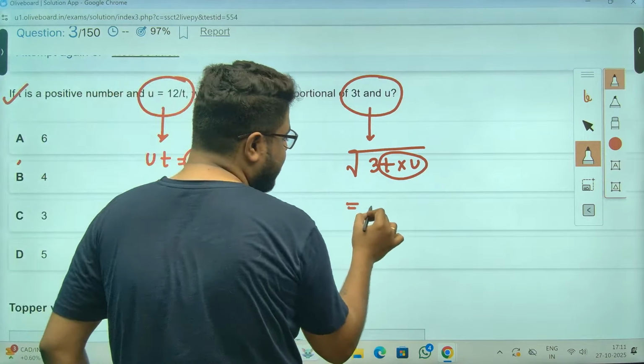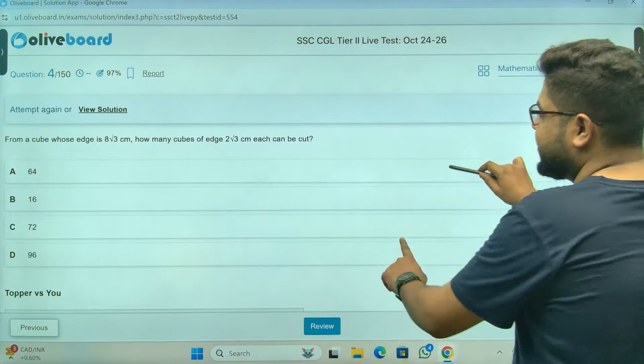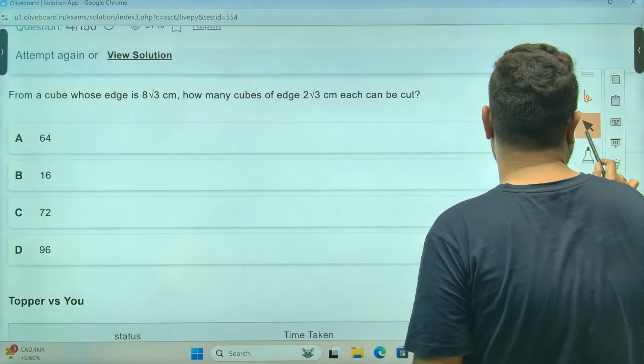It's a very basic question. None of these questions till now has been of Tier 2 level. Next one, a cube. Again, this also is not a Tier 2 level question.